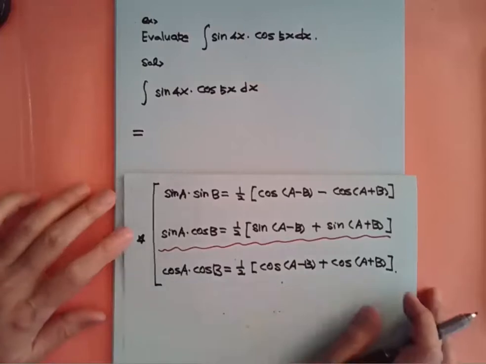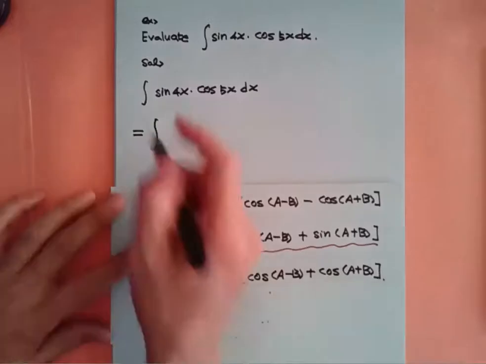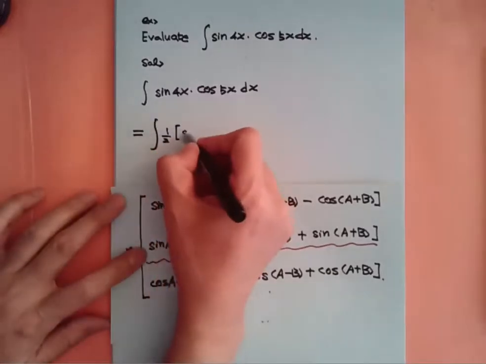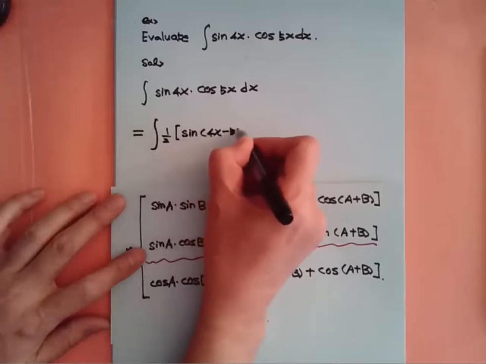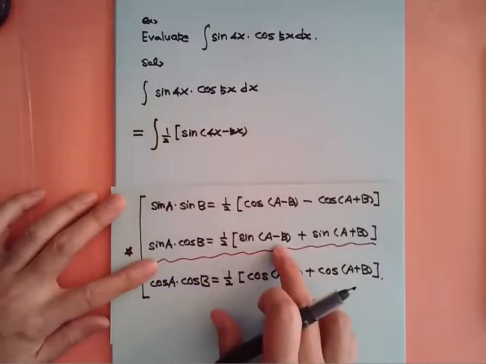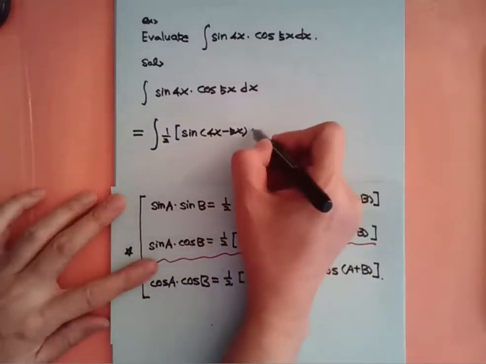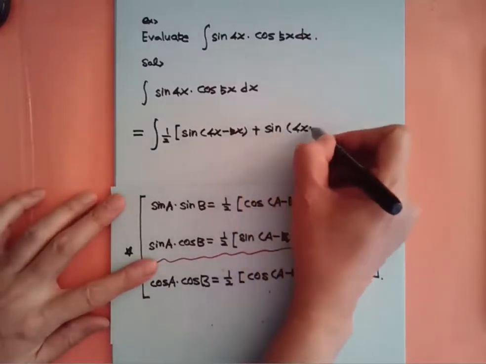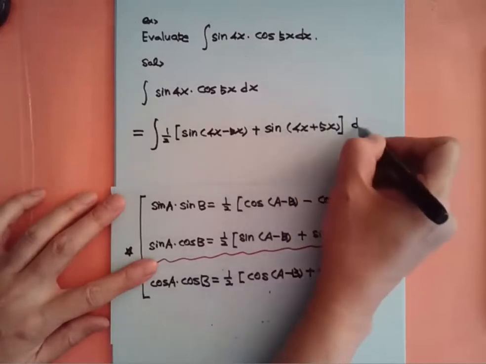So we will rewrite that as 1/2 open bracket sine of 4x minus 5x, because A minus B, and then sine of A plus B, so plus sine of 4x plus 5x, dx.